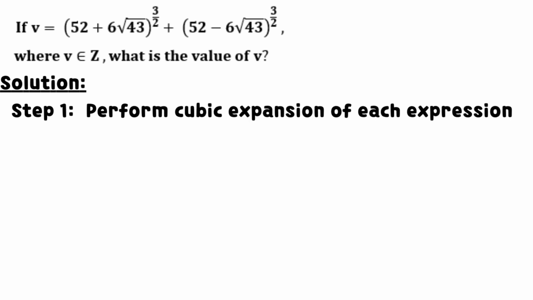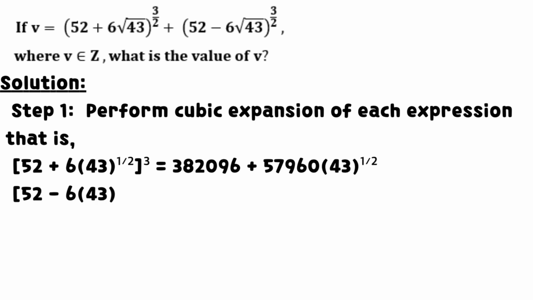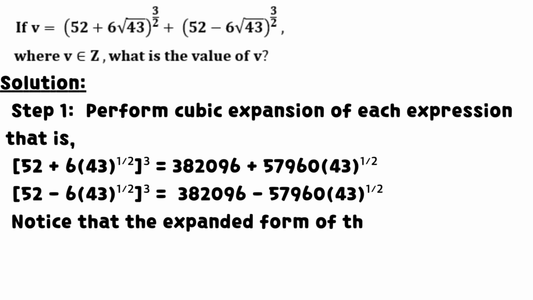For simplicity, the cube of the sum of 52 and the product of 6 and the square root of 43 equals the sum of 382096 and the product of 57,960 and the square root of 43.